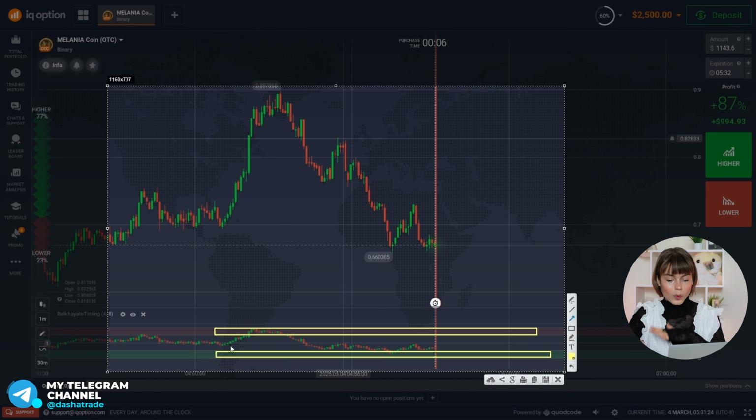Our task is to wait for the moment when the price approaches one of these boundaries to open a trade on a rollback movement. Naturally, when opening a position, we will also consider confirming factors in the form of various candlestick patterns or levels on the chart. Now, let's move to trade.